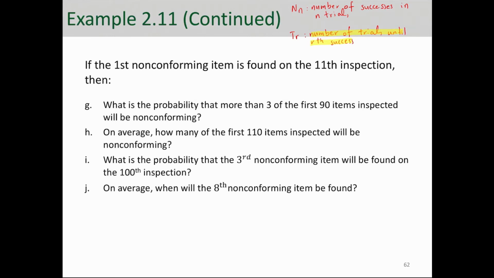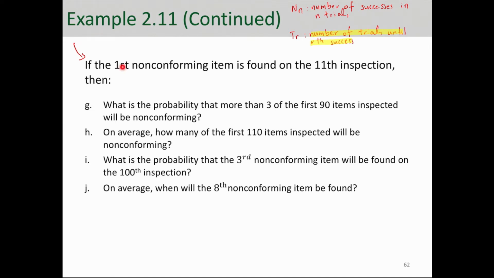Now let's continue the same example, but with this new condition. It says if the first non-conforming item is found on the 11th inspection, then answer these questions. To answer these questions, we really need to differentiate between binomial and negative binomial. I put the definitions of binomial and negative binomial here so we can refer to them and make sure we're on the right track.